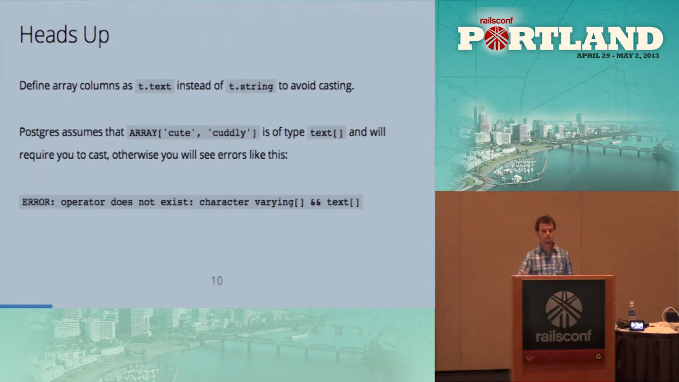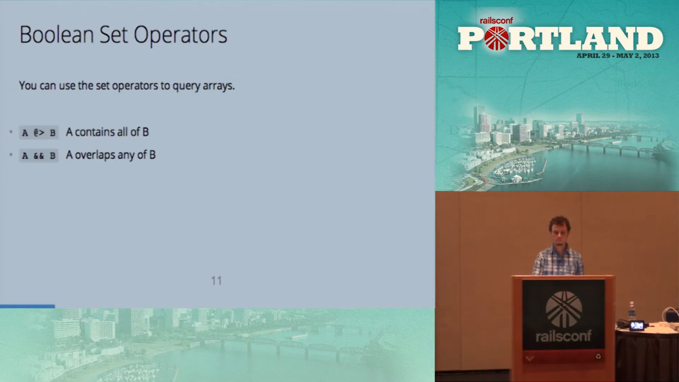If you're going to do this, use a text array instead of a string array from ActiveRecord. It's because Postgres assumes that your array literals are of type text, not of type varchar, which is what you're going to get with t.string. And if you do that, you're just going to keep getting conflicts all over the place where Postgres is going to complain that the operator that you're looking for doesn't exist because you're trying to do things that overlap between varchars and text arrays. So save yourself some time and just do t.text.